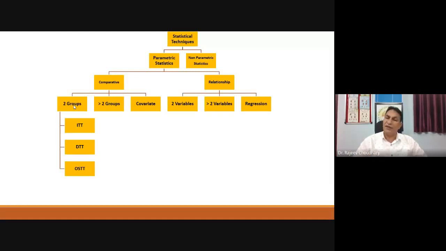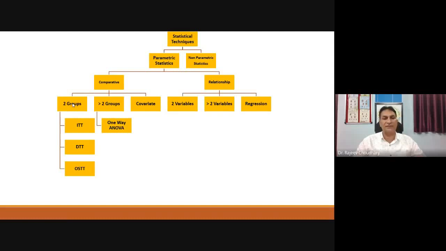It means independent t-test is used to conduct survey studies, dependent t-test is used to conduct experiments, and one sample t-test is also used to conduct survey studies. Today we will discuss in detail the application of a new technique that is known as one-way analysis of variance.